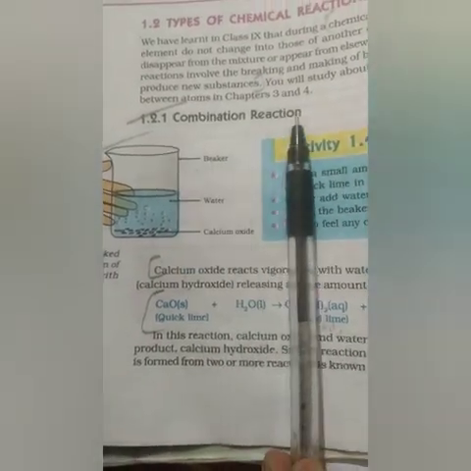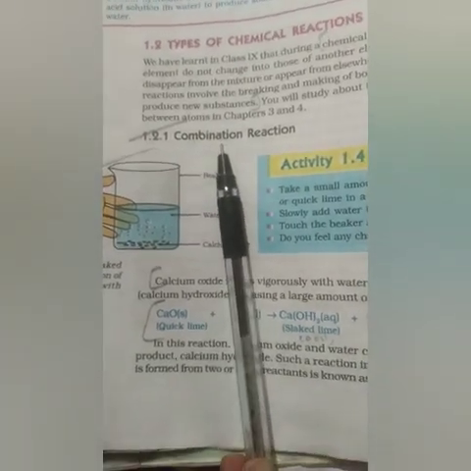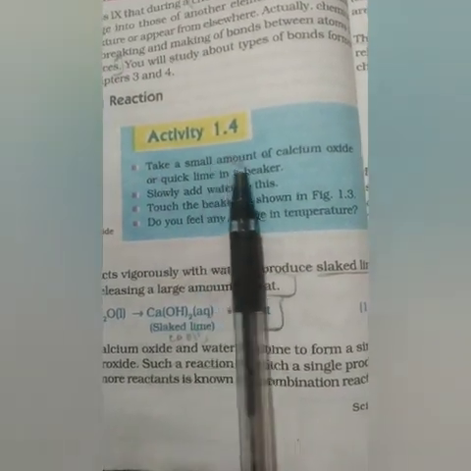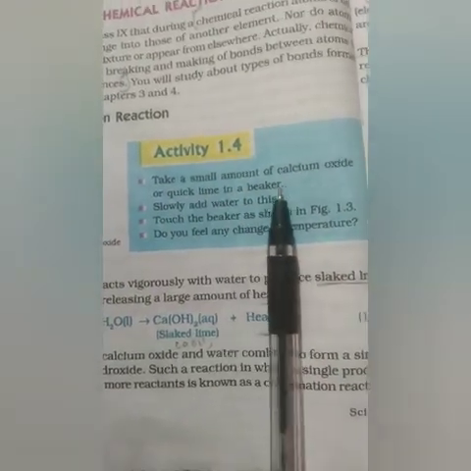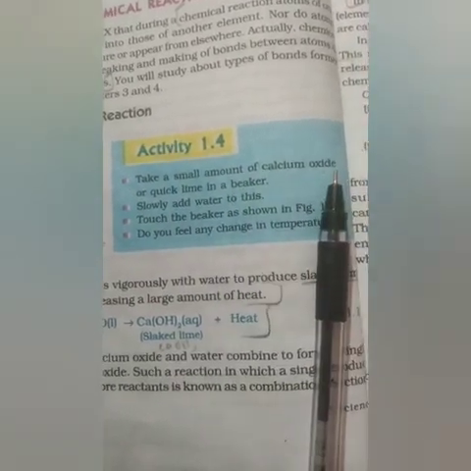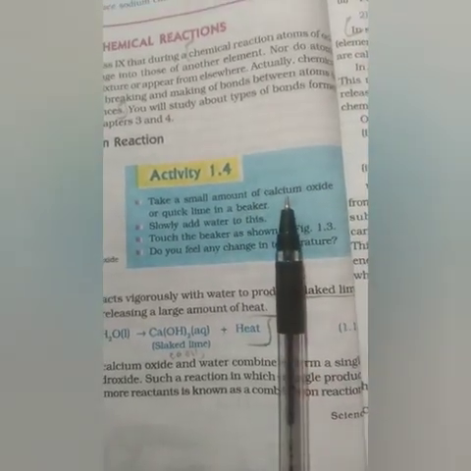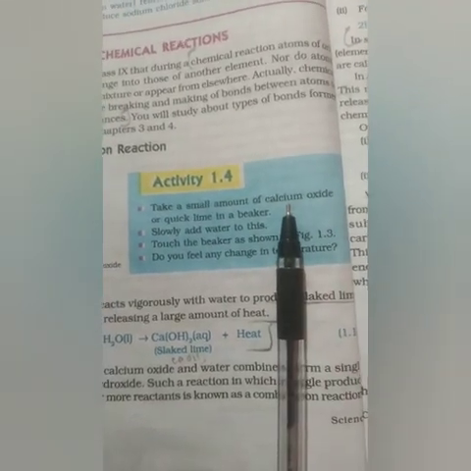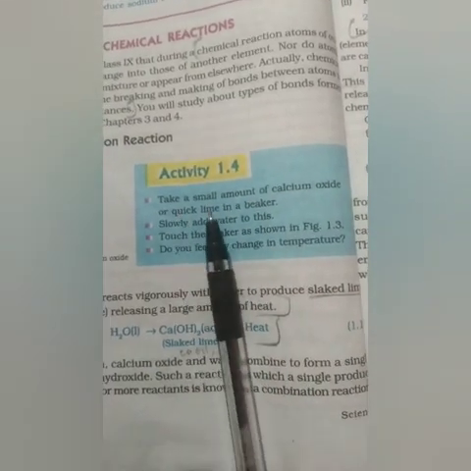What is combination? To better understand this topic, they have given one activity here. Take a small amount of calcium oxide or quicklime in a beaker. Calcium oxide, what is the formula? CaO is the formula for calcium oxide. Another name of calcium oxide is quicklime.